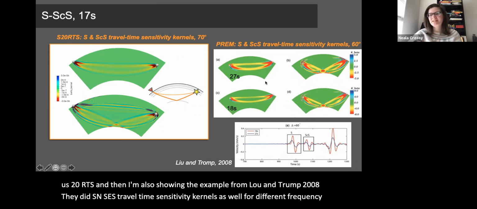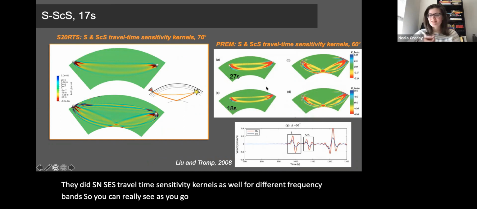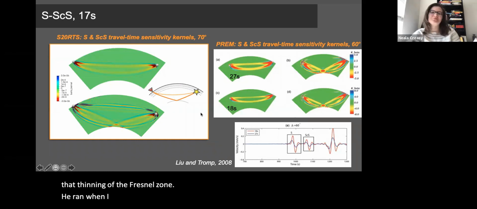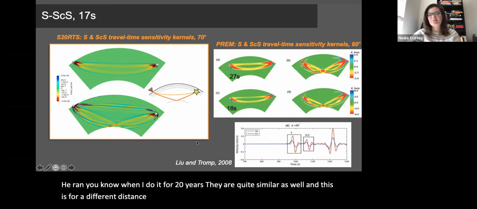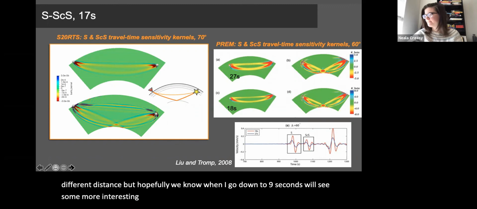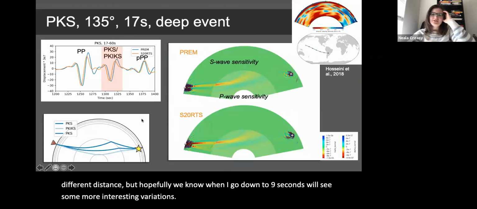So you can really see, as you go down in frequency, that thinning of the Fresnel zone here. And when I do it for S20RTS, they're quite similar as well. This is for a different distance, but hopefully, when I go down to 9 seconds, we'll see some more interesting variations. And then PKS is also an interesting phase.